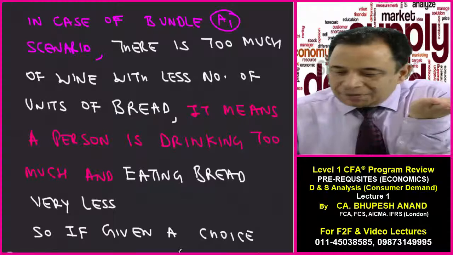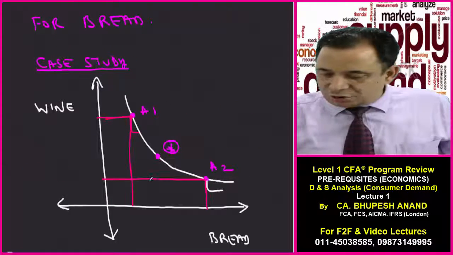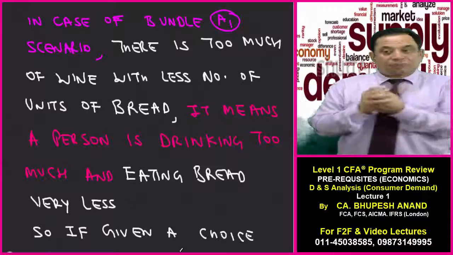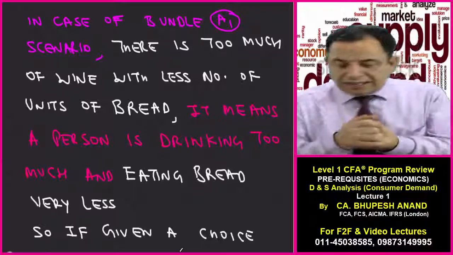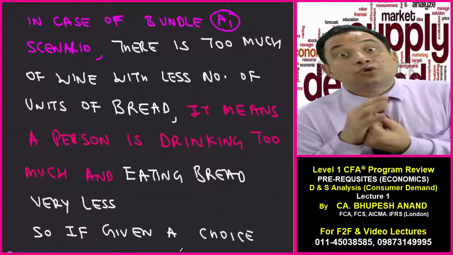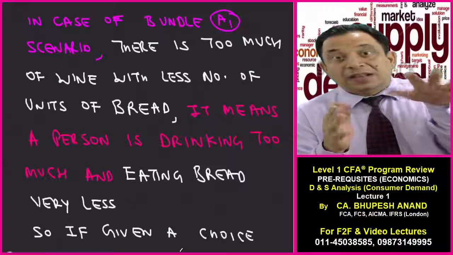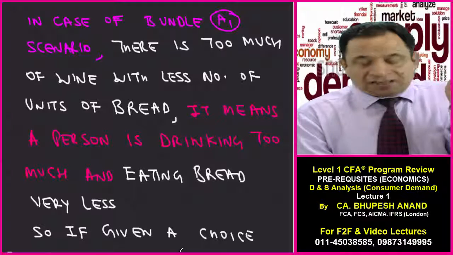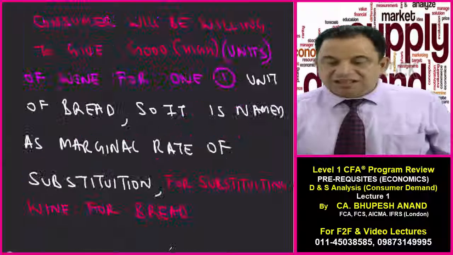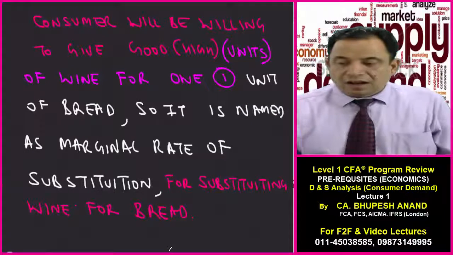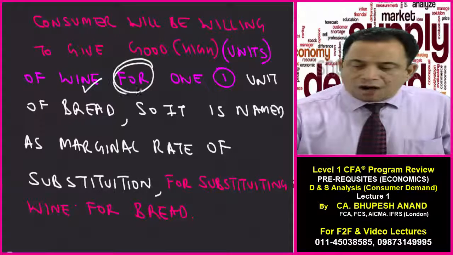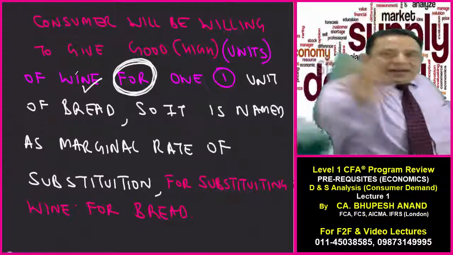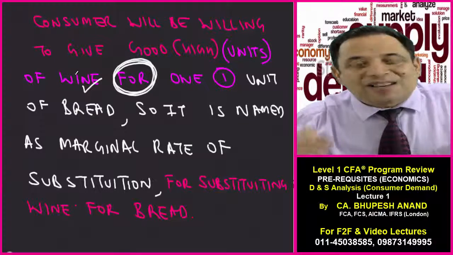the marginal rate of substitution. Just see, in case of bundle A1, this scenario is A1. In the A1 scenario, there is too much wine with fewer units of bread. So it means a person is drinking too much and eating very little bread. But if in future he wants to have less wine and more bread, then at which rate, how many units of wine will he be ready to sacrifice for 1 unit of bread, that is named the marginal rate of substitution. And if given a choice, the consumer will be willing to give up units of wine for 1 unit of bread. It means how many units of wine will be sacrificed for getting 1 unit of bread. It is named the marginal rate of substitution.